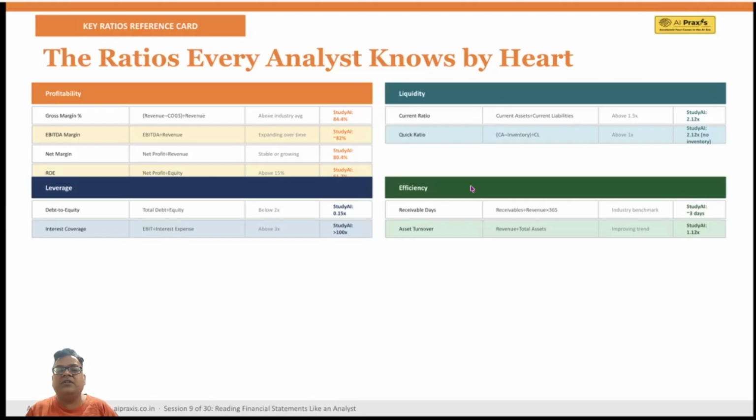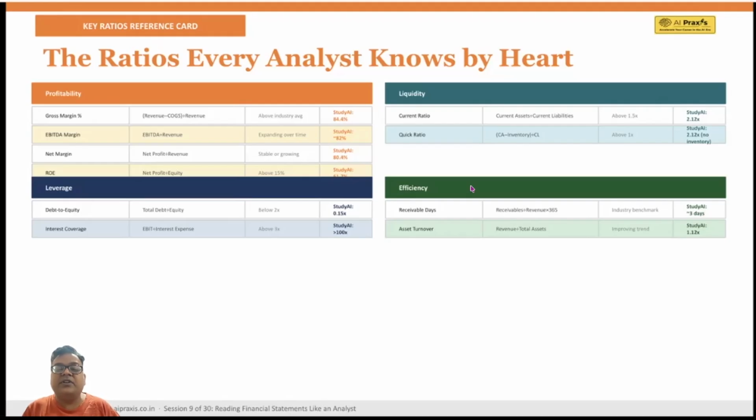Fourth one, if you want to understand, that's efficiency, because it shows how efficiently the business operates. Take the receivable days, right? So receivables divided by revenue multiplied by what? How many days in a year? 365, right? So lower is always better. Here the receivable is around 3 days, which means cash is collected very quickly.